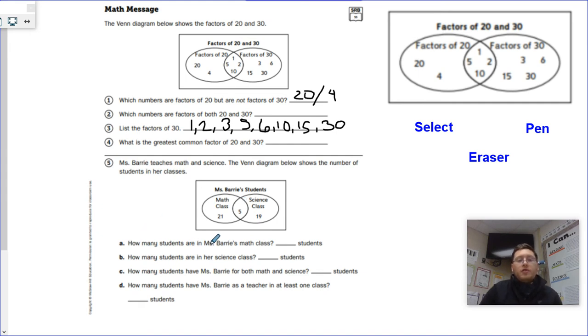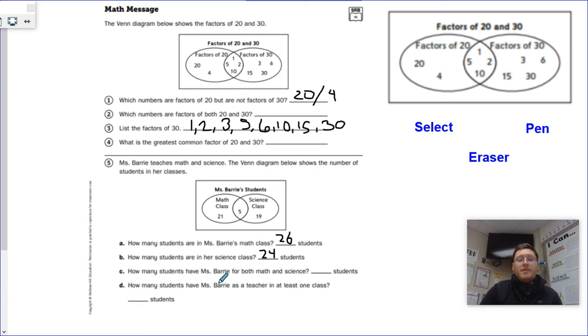So how many students are in Miss Berry's math class? Well, we have 21, but we also have 5 more. So we have 26 students. How many students are in her science class? Well, we have 19 plus 5 more. So we have 24 students.